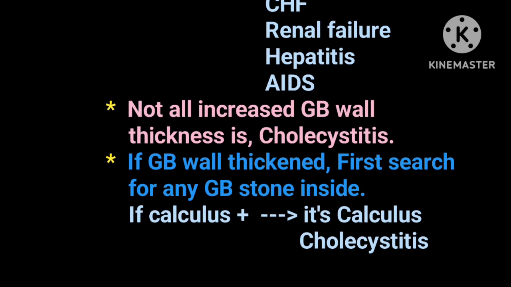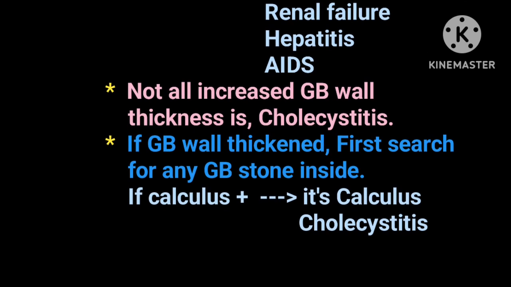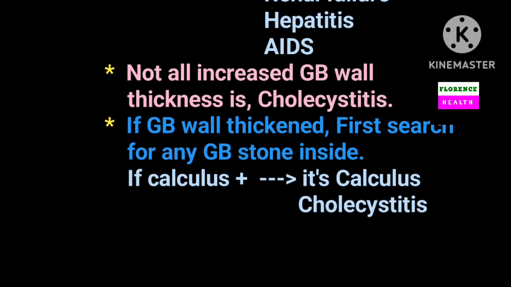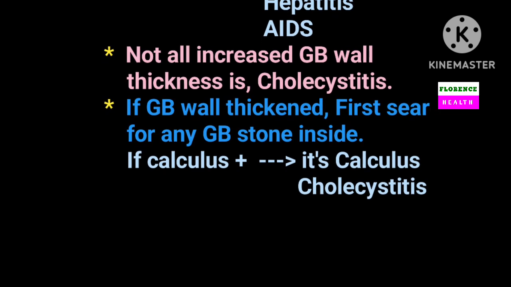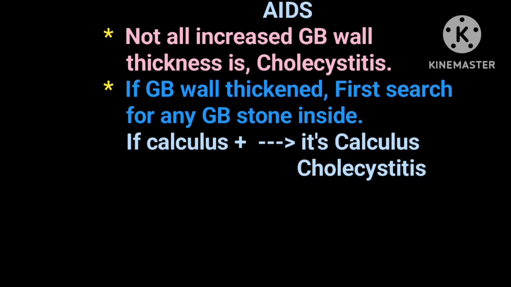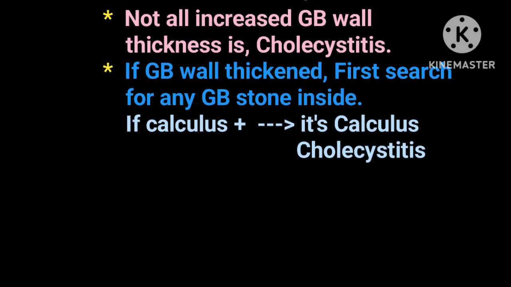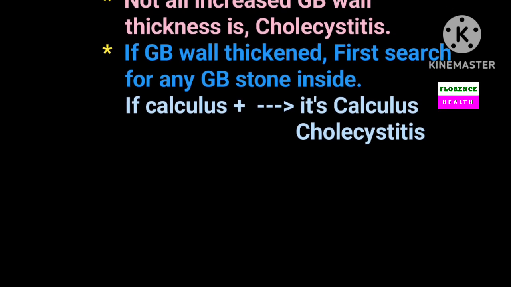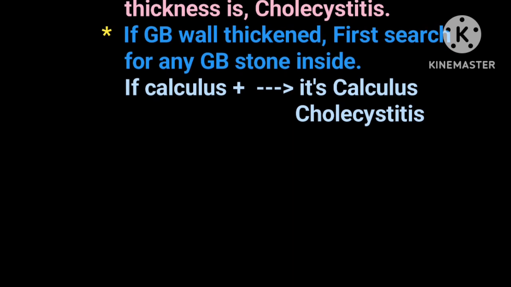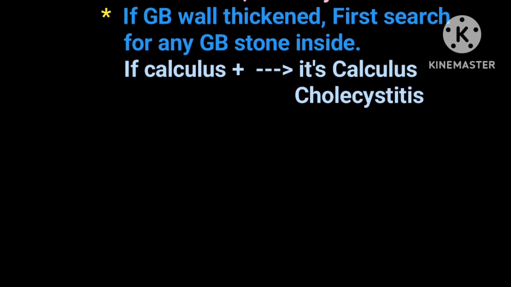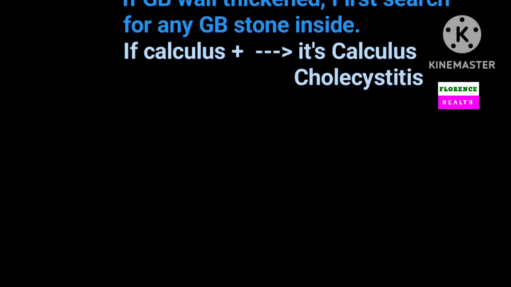By taking the help of color box or color Doppler, you can differentiate whether the increased GB wall thickness is due to inflammatory conditions, that is cholecystitis, or non-inflammatory conditions, that is reactive increased GB wall thickness. Again I am telling, color Doppler or color box can differentiate this. In inflammatory condition, there will be increased vascularity, which is absent in non-inflammatory condition.